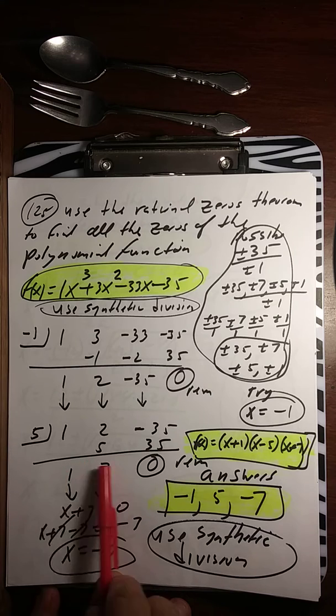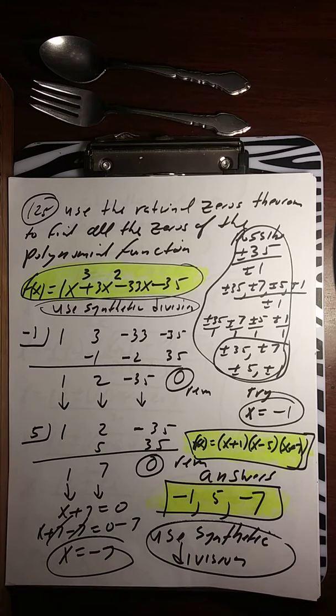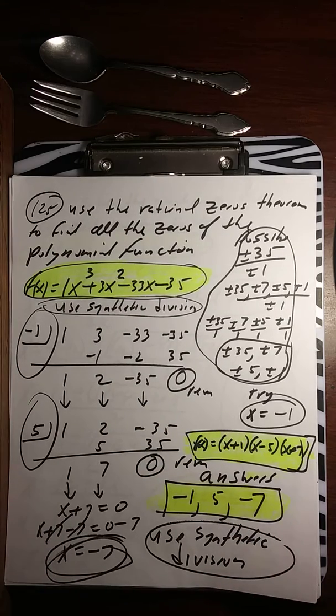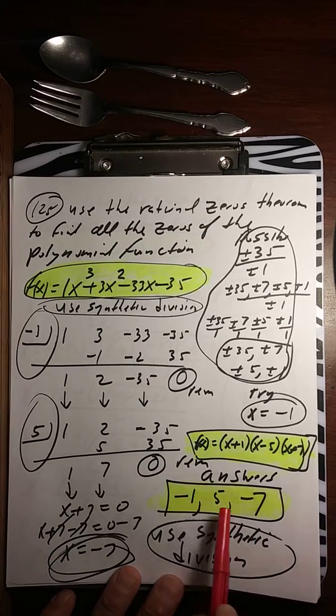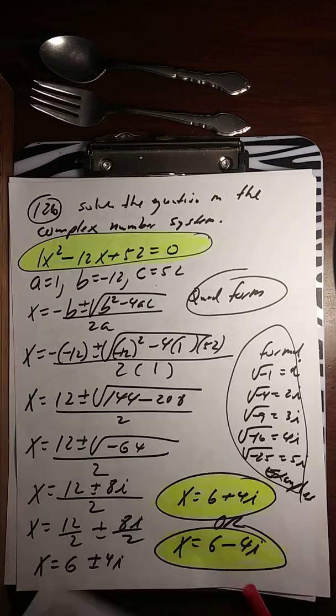So we're left with 1 and 7. 1x plus 7 equals 0. Minus 7 minus 7, so x is -7. So we have this answer and this answer. The three answers are -1, 5, and -7 using synthetic division.